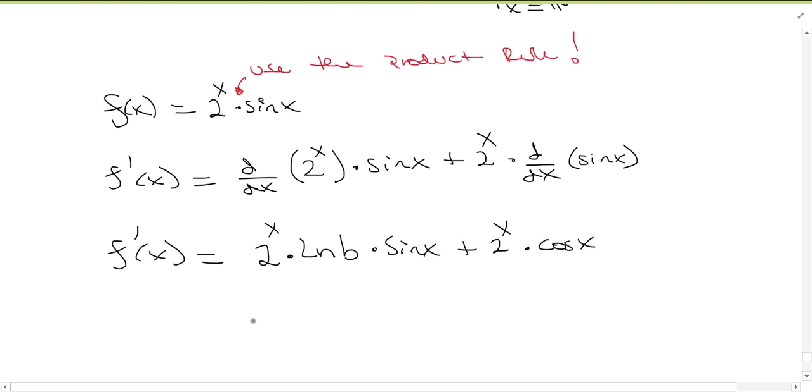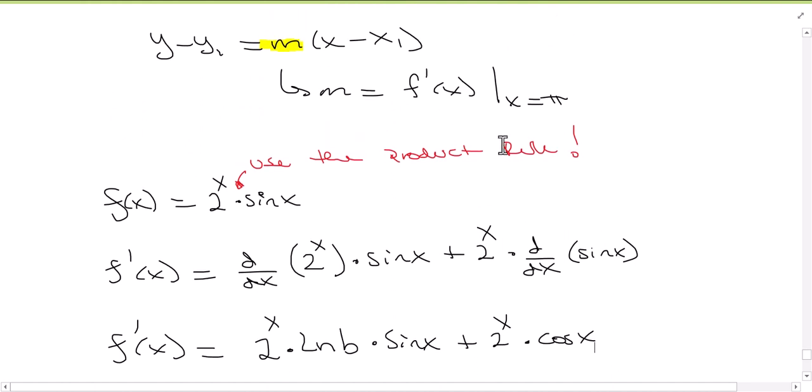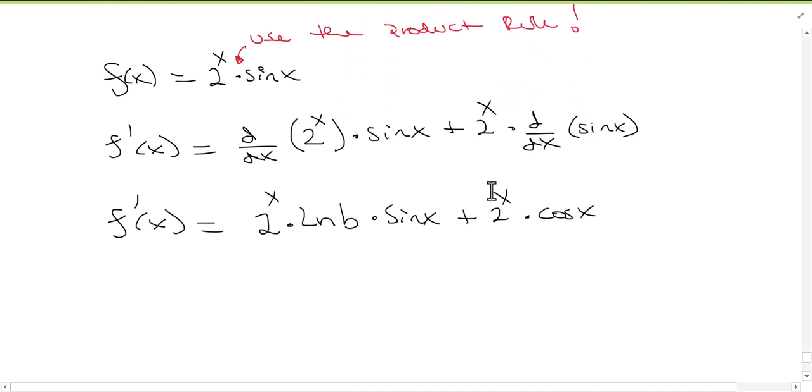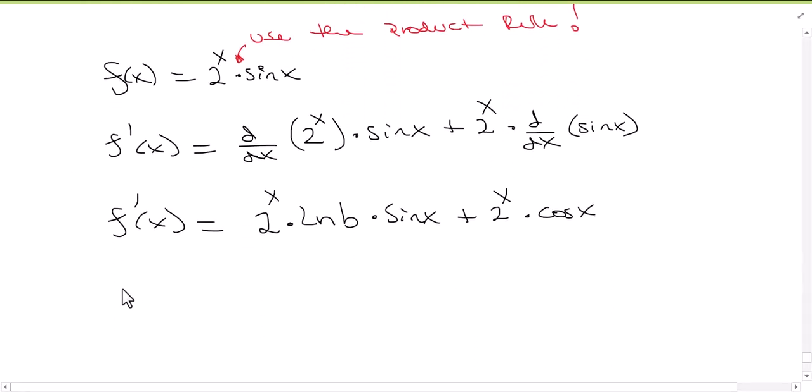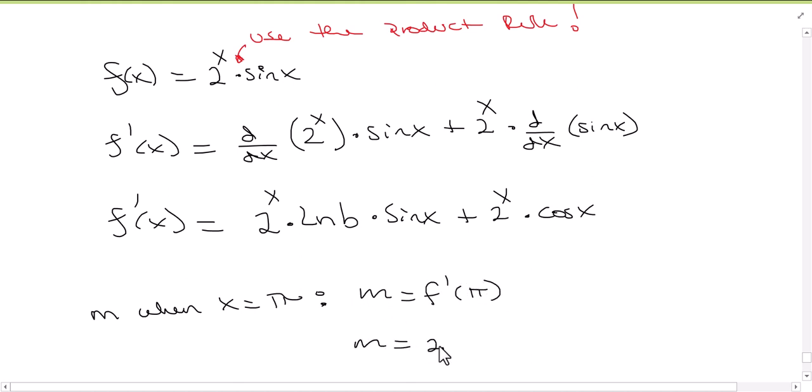And now we need to evaluate this at pi. So our slope at pi becomes m equals f prime of pi. So plug in your pi. So I'm going to have 2 to the pi times the natural log of b times sine of pi, plus 2 to the pi times cosine of pi.